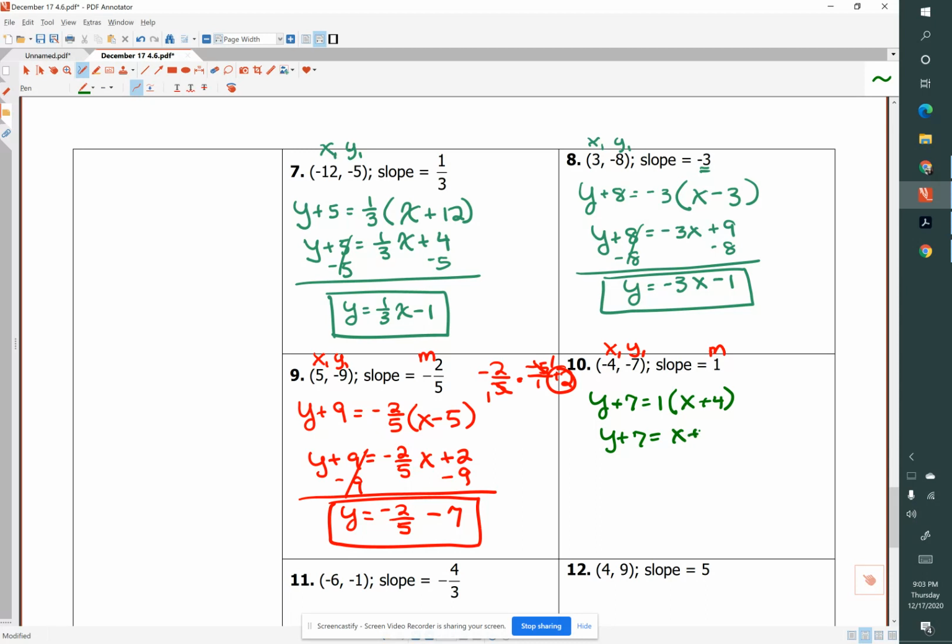So good for you if you were able to see that that was immediately going to be an invisible 1. So now we'll subtract 7 from both sides. And y equals x minus 3.